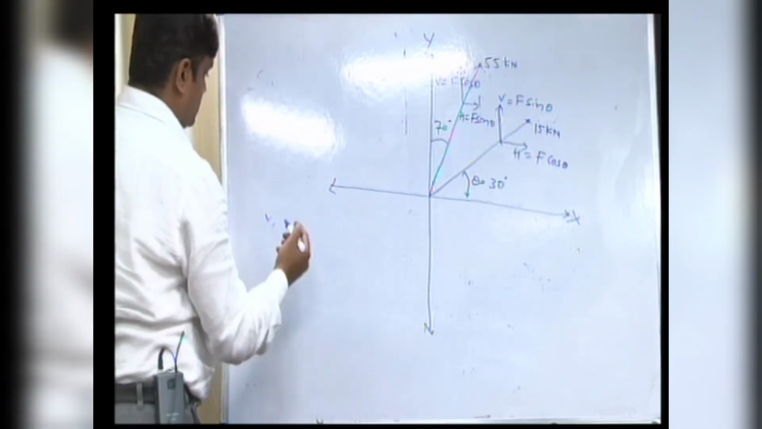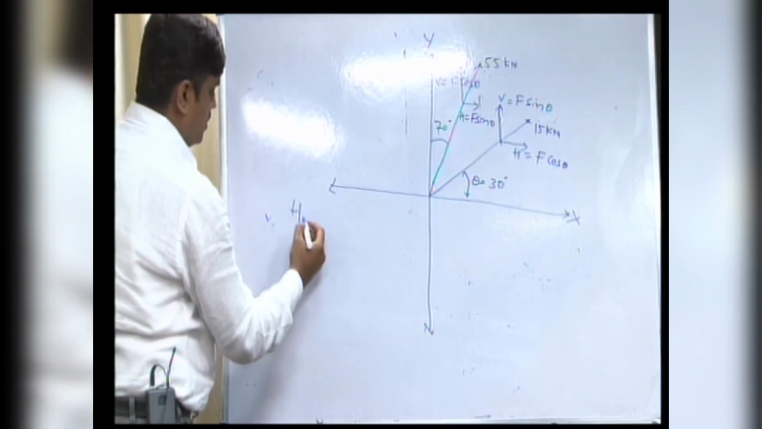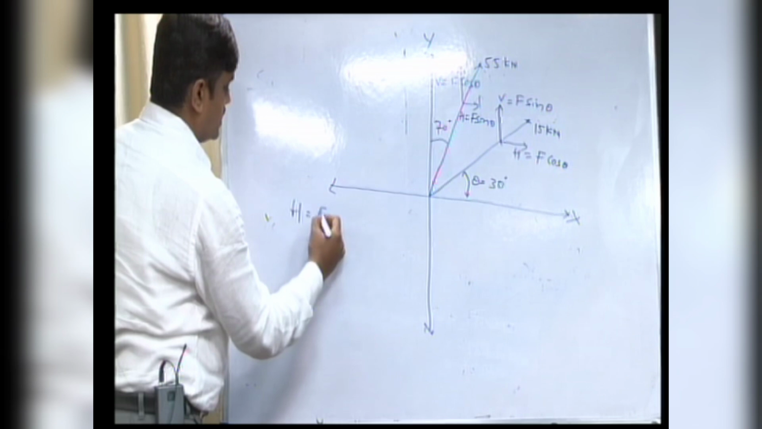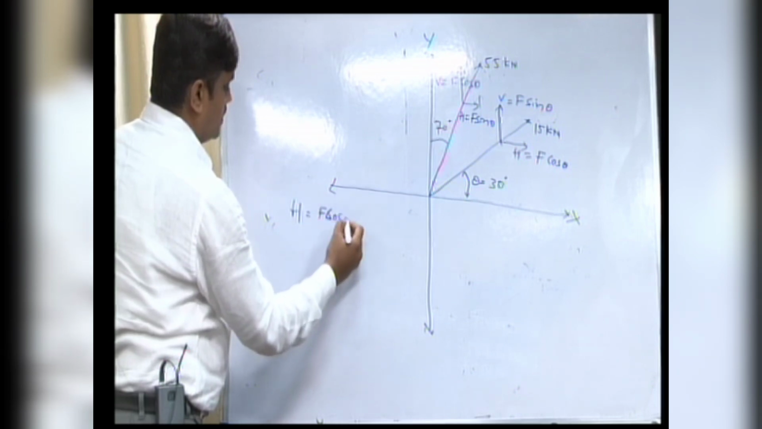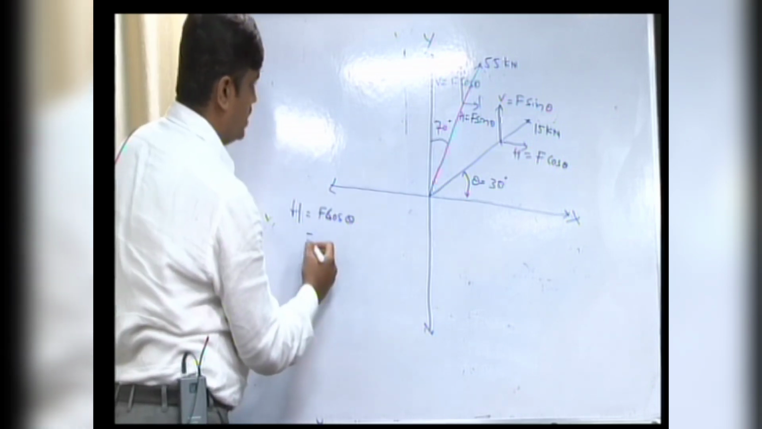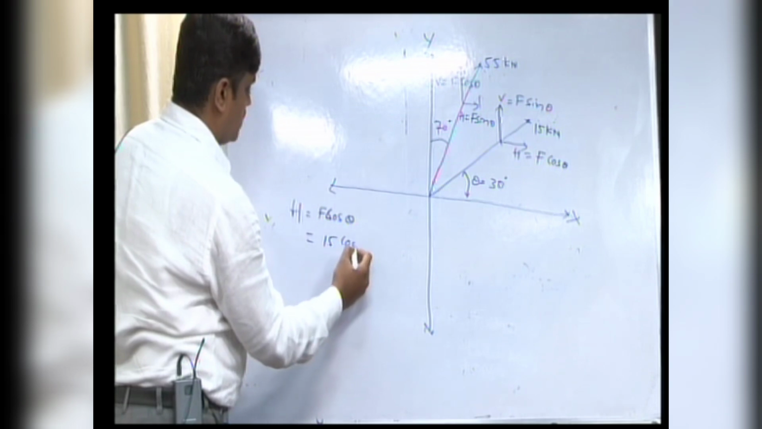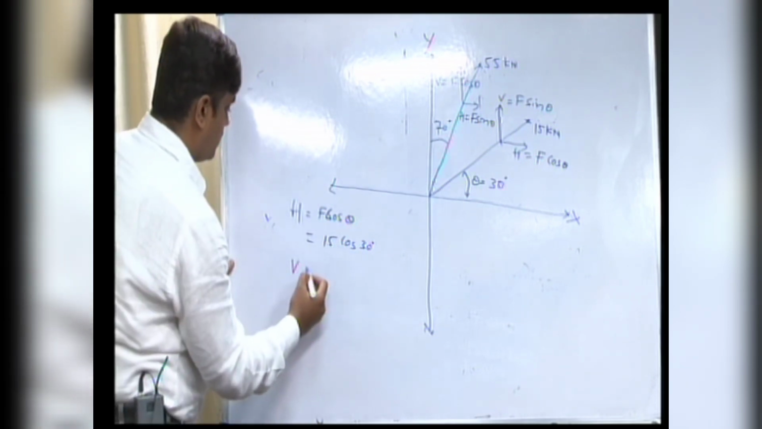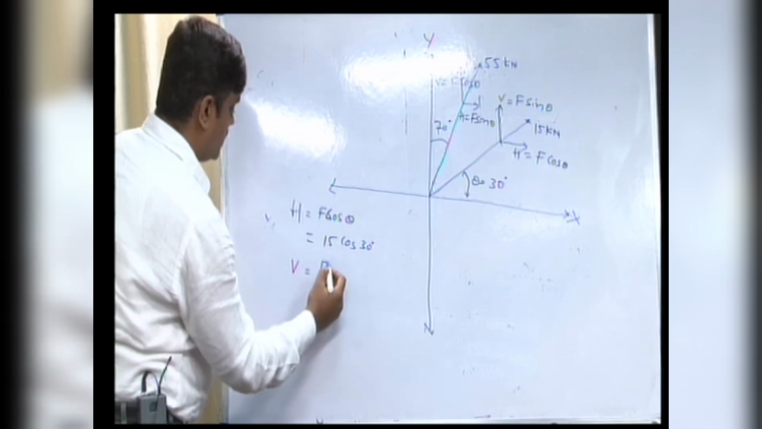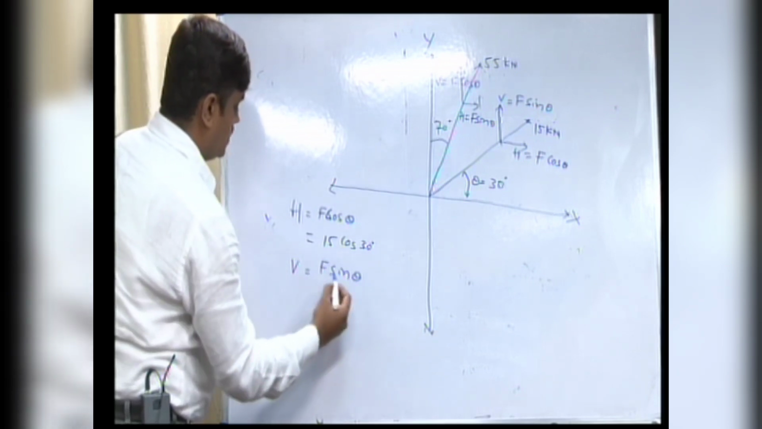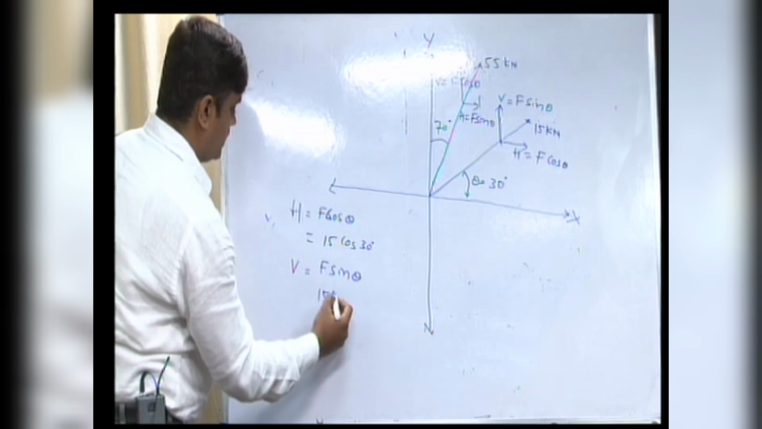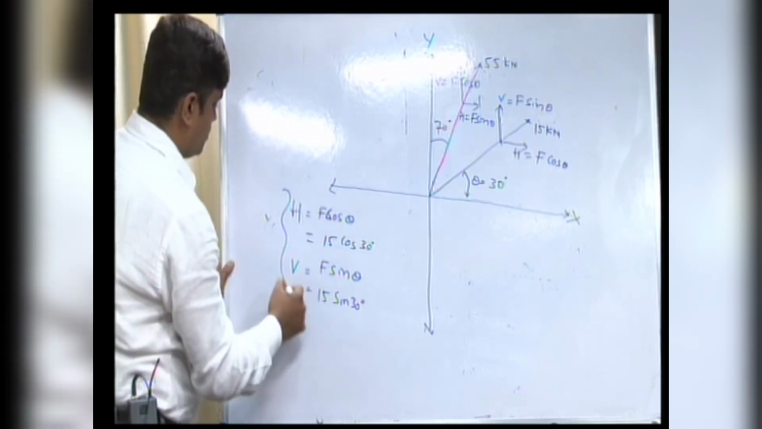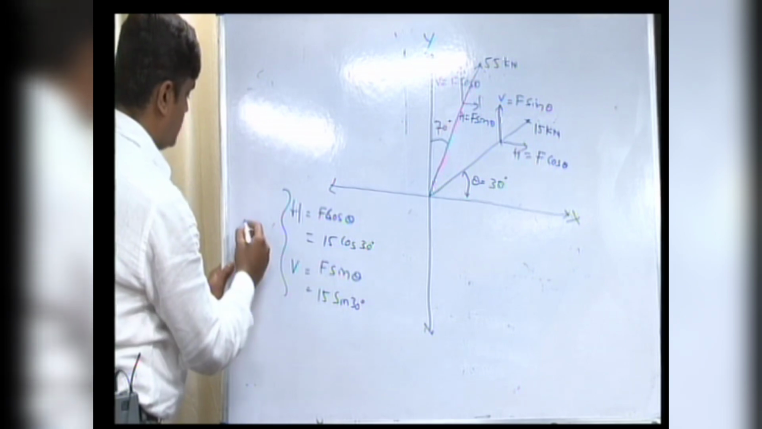Now, the horizontal component of the first force is equal to f cos theta. What is the force here? 50 kilonewton cos 30 degree, and the vertical component of the first force is equal to f sin theta, which is 15 sin 30 degree. This is about the first force.